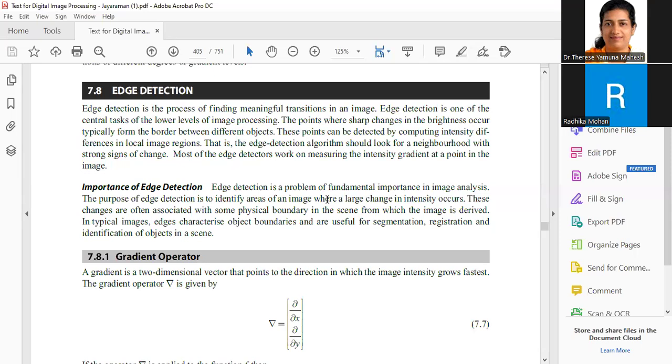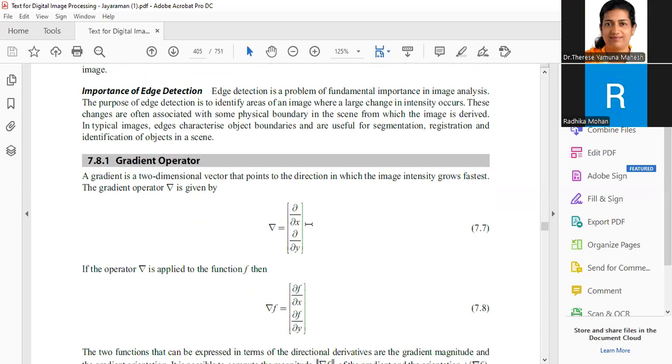High pass filters. For edge detection, we make use of high pass filters. High pass filters used for edge detection are of two types: the single derivative operator and the double derivative operator.